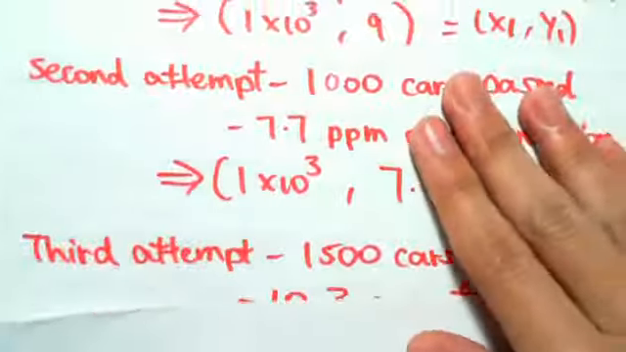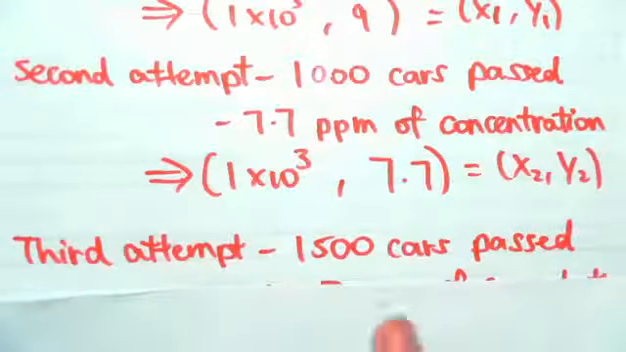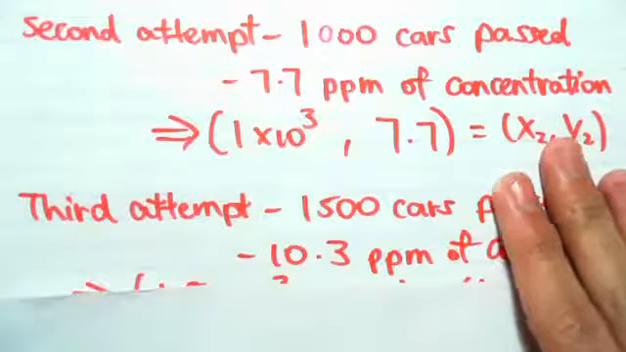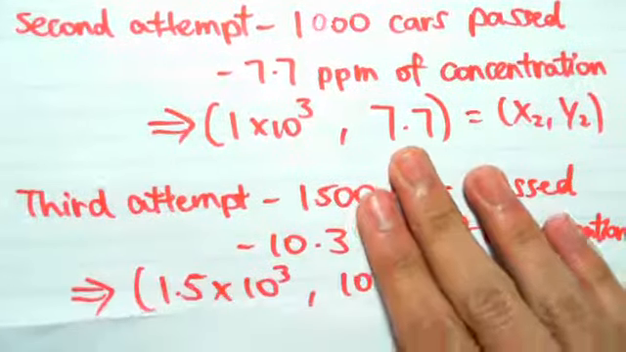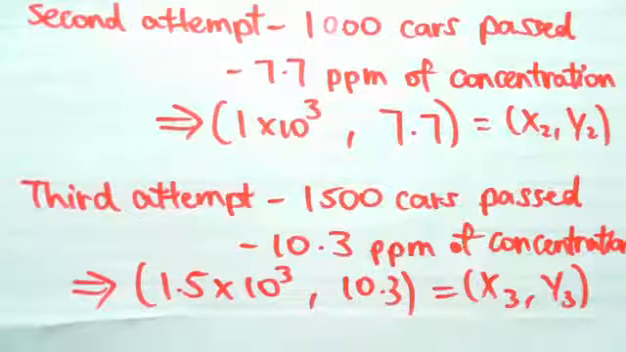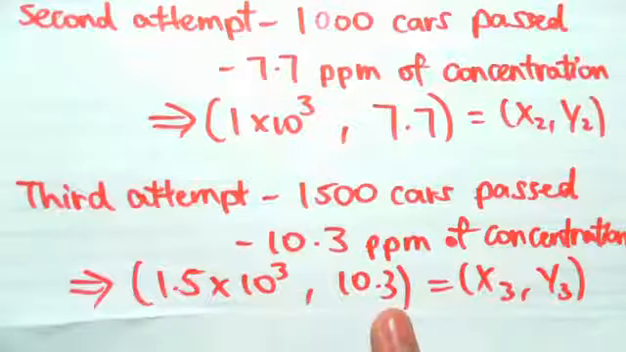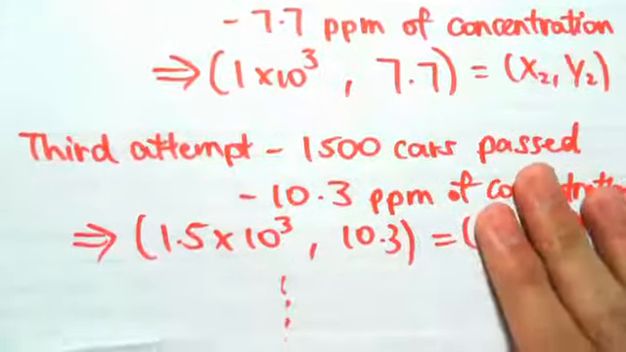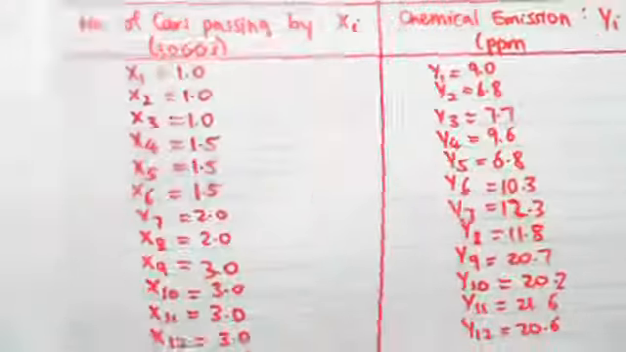So then you keep measuring, okay? So let's say on your sixth attempt, you found that there were 1,500 cars that passed you, okay? And the total concentration being emitted was 10.3 ppm. And then you record it as another coordinate of (1,500, 10.3), and you let this be x3, y3. So basically you keep going in your measurements, okay? And eventually you will come up with a table.